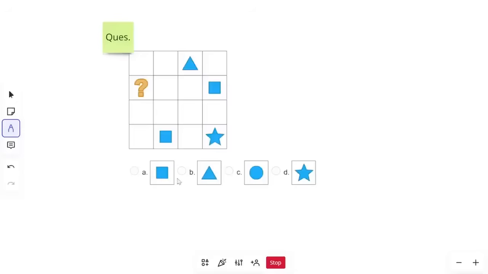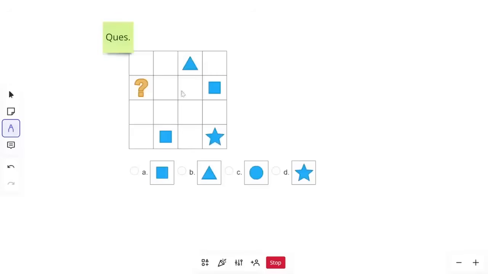So we have the options as square, triangle, circle, and star. Before directly solving this row, let's try to solve the row where the maximum number of symbols are there, because that is the easy trick to solve these questions. Now we already have square and star, two things in this row. What are the other two things which can come in these two empty boxes?